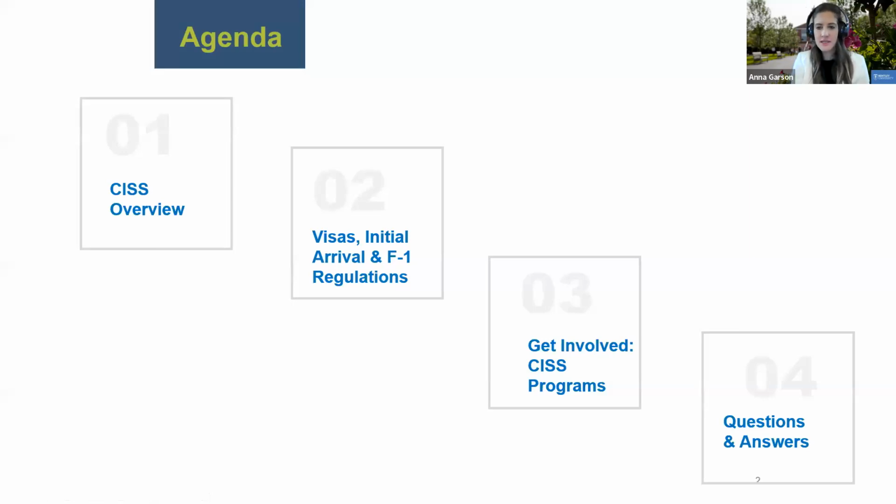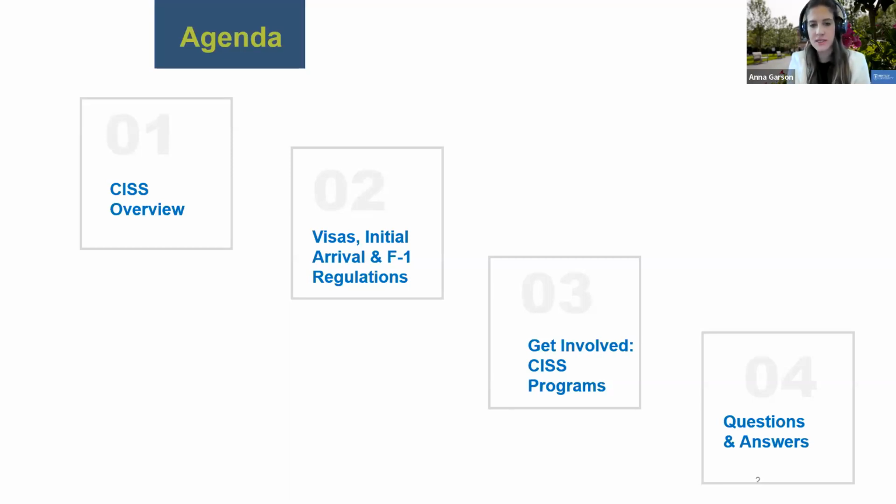All right, so this is a little overview of our agenda for today. We're going to give a brief summary of our office, who we are. I'll introduce you through photos to our other staff members. And then we're going to discuss a little bit about visas, your initial arrival to the US and to Bentley, and then a high-level overview of F1 visa regulations that you'll need to keep in mind as you're a student here studying on the F1 visa. And then we're going to talk about a few ways that you can get involved with CISS programs or CISS co-sponsored programs, and then we'll leave plenty of time for questions and answers.